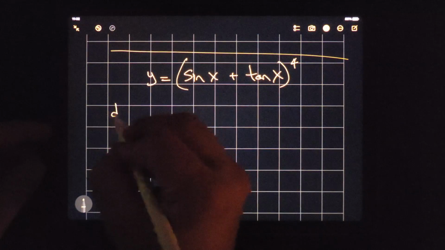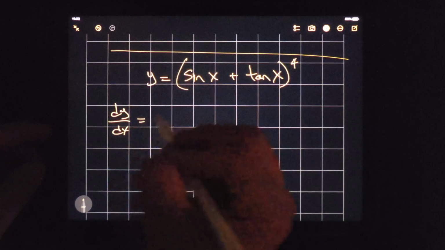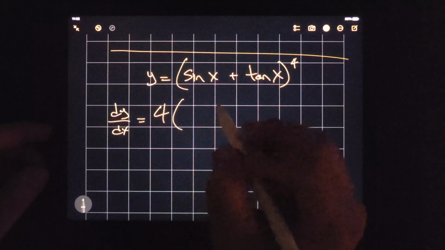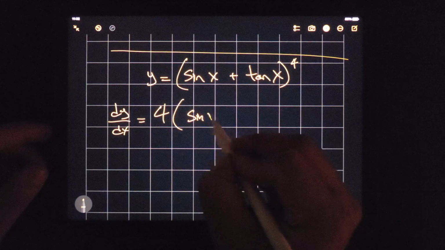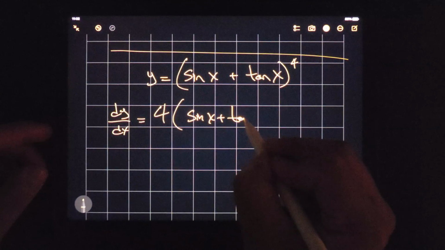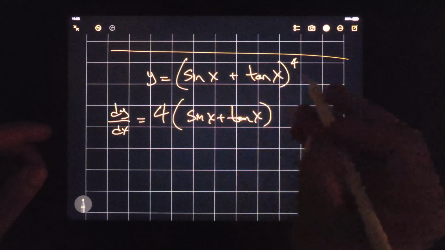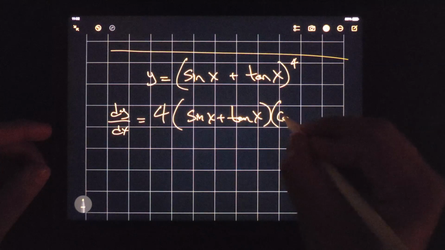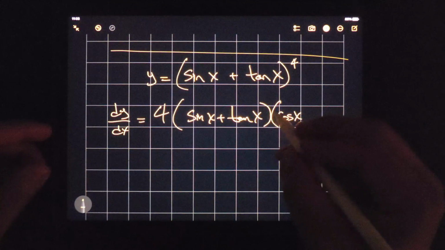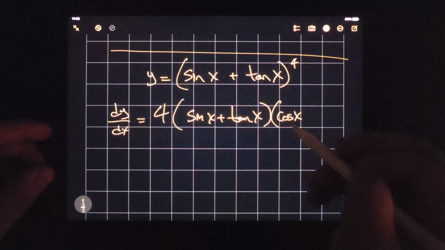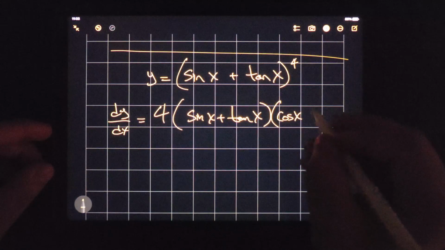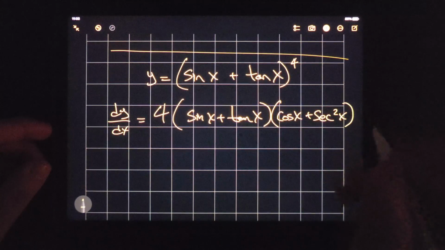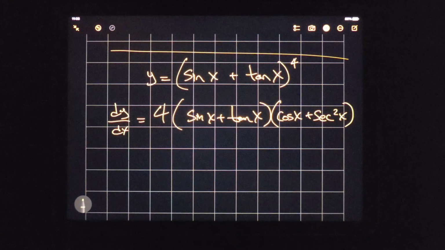Well, now we can do our chain rule. Bring the 4 down. Write this again, sine x plus tan x, times the derivative of what's inside. The derivative of sine x is cos x, and the derivative of tan x we know is sec squared x. Simple as that.